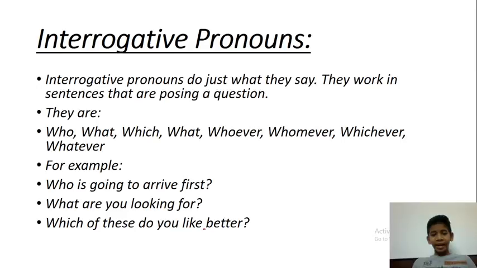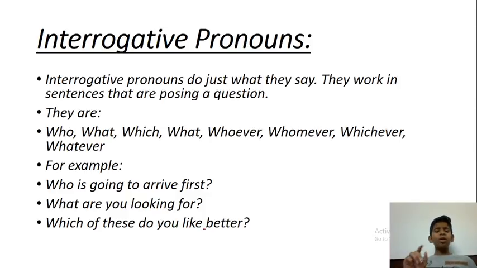Interrogative pronouns. Interrogative pronouns do just what they say. They work in sentences that are posing a question. So these interrogative pronouns pose a question or ask a question. They are who, what, which. Okay, I wrote what to neglect them. So who, what, which, whoever, whomever, whichever, and whatever.